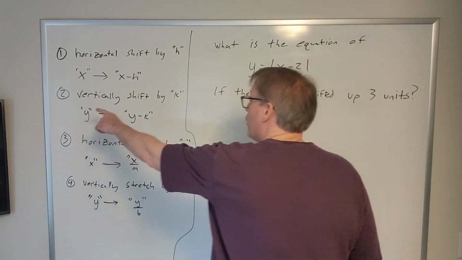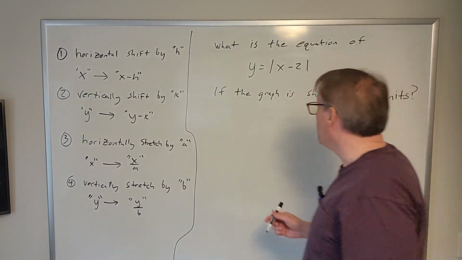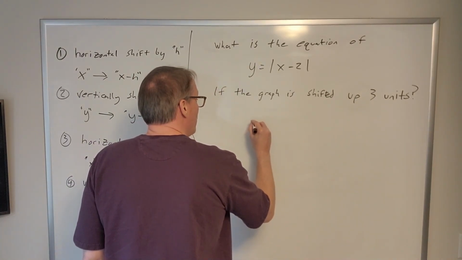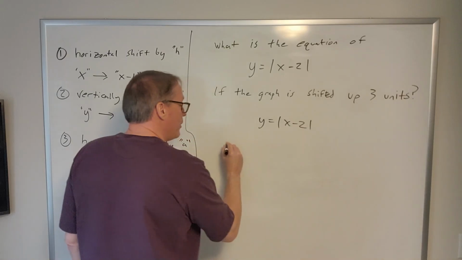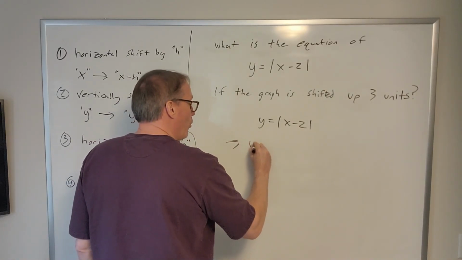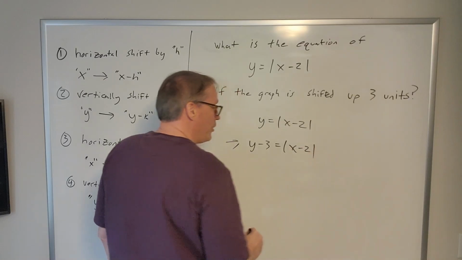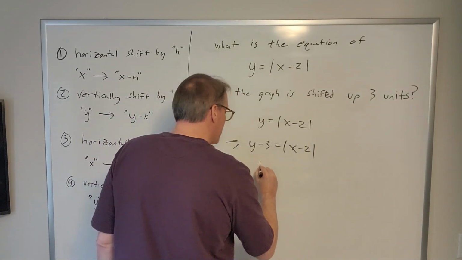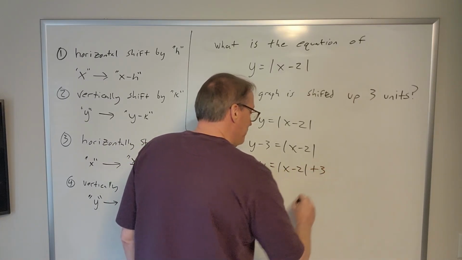Well, vertical shifts by k, every time you see a y, replace it with y minus k. We want to go up 3, so our k is 3. So we had y equals absolute value of x minus 2. This is going to become y minus 3 equals absolute value of x minus 2, which then you can get y by itself by adding 3 to both sides. So this becomes y equals absolute value of x minus 2 plus 3.